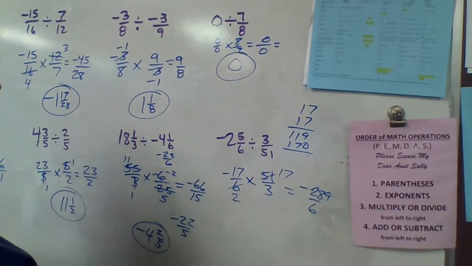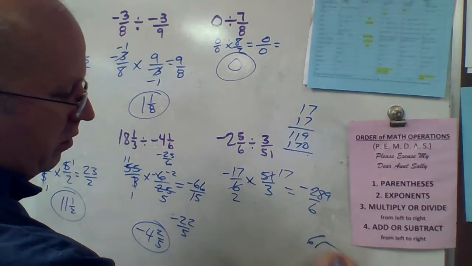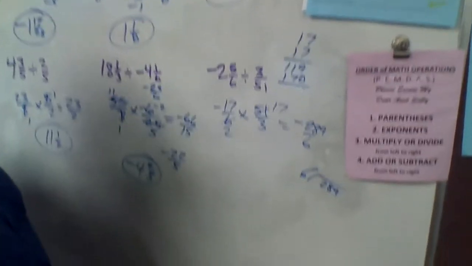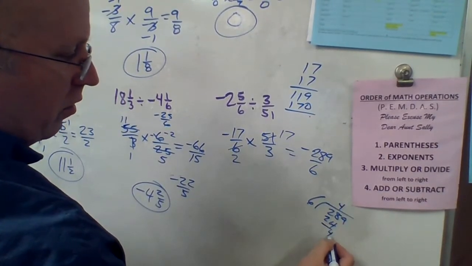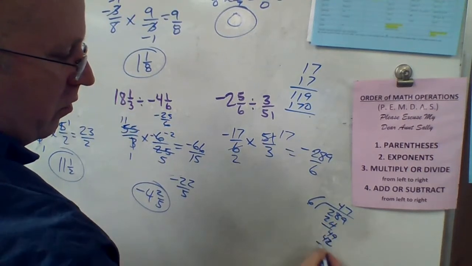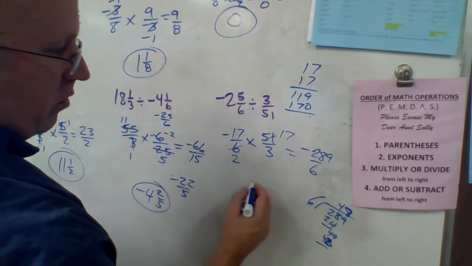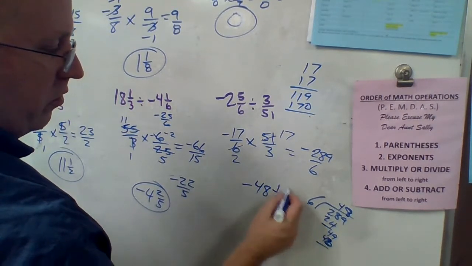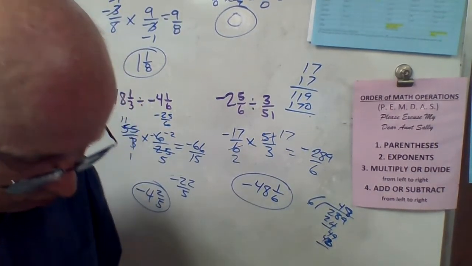So, let's see. 6 goes into what? I don't know, 289. How many times? Is that on the screen? Looks like it is, slightly. Be 4 times. And 7 times. Whoop, how about 8 times? So I get negative 48 and 1/6 is my answer for that one. Negative 48 and 1/6.